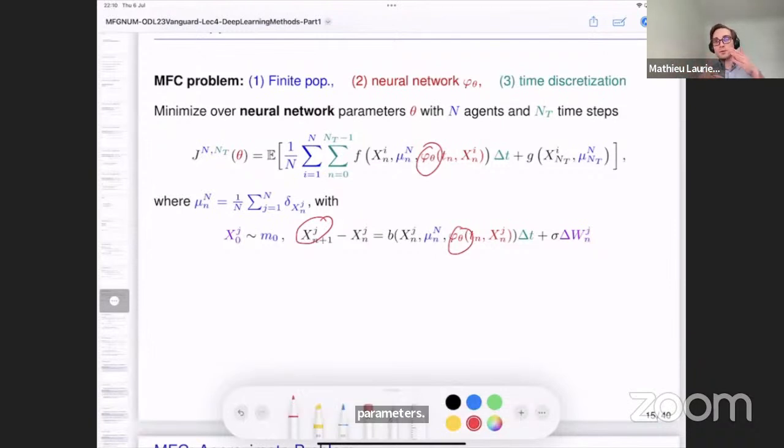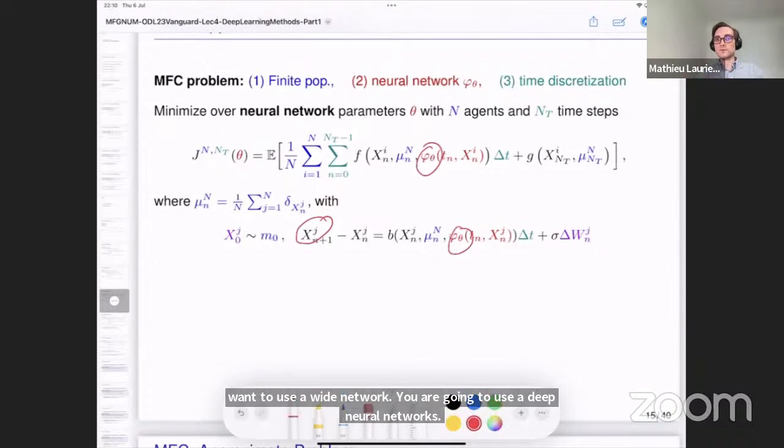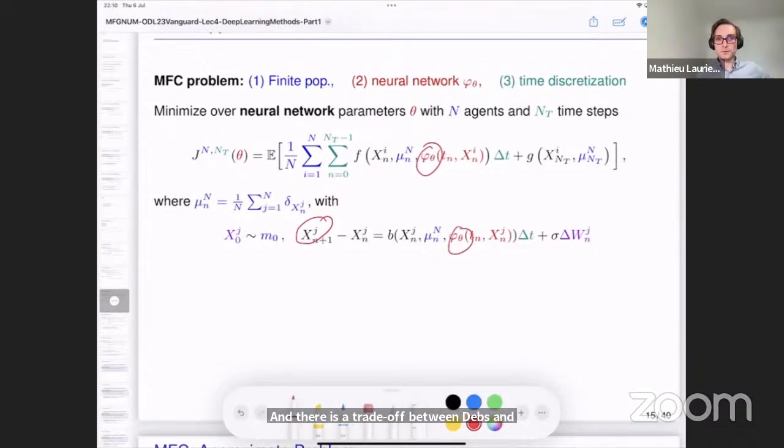You are going to use a deep neural network. And there is a trade-off between depth and width. So sometimes taking a deep network could help. But basically, yes, universal approximation says that you can approximate any continuous function on a compact set.